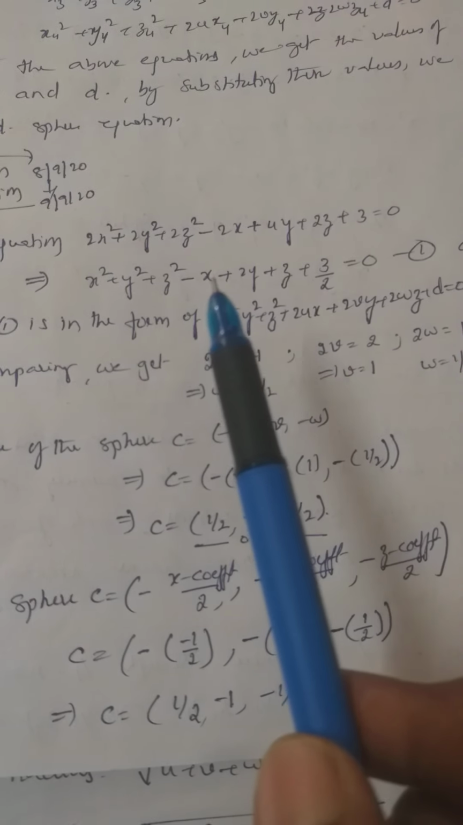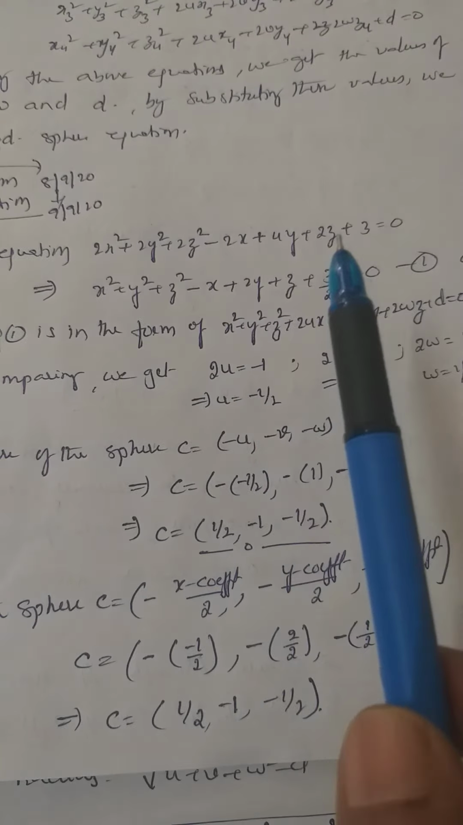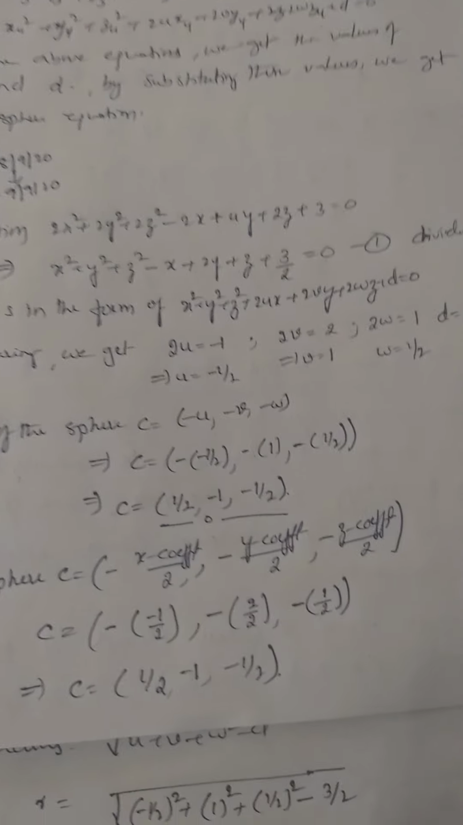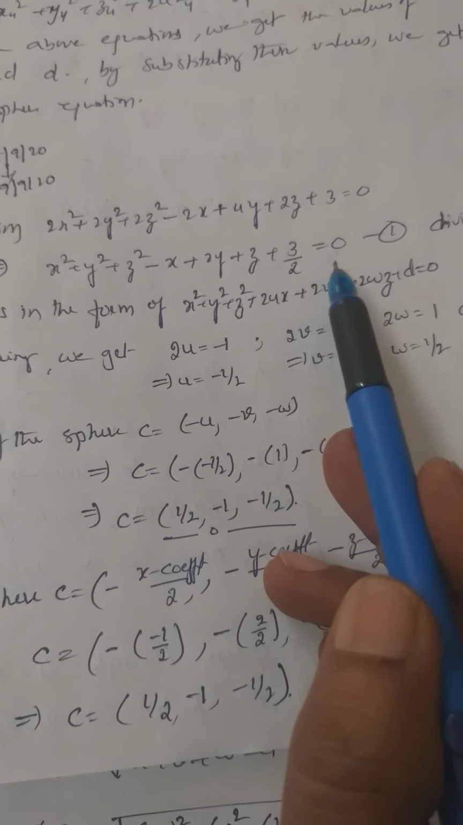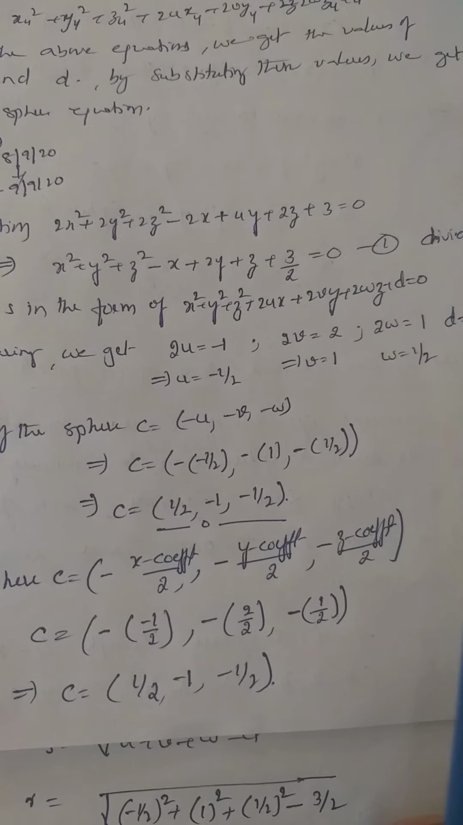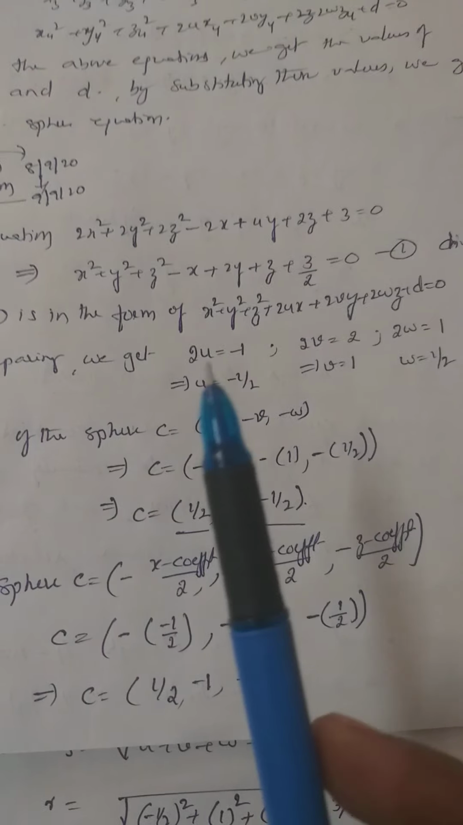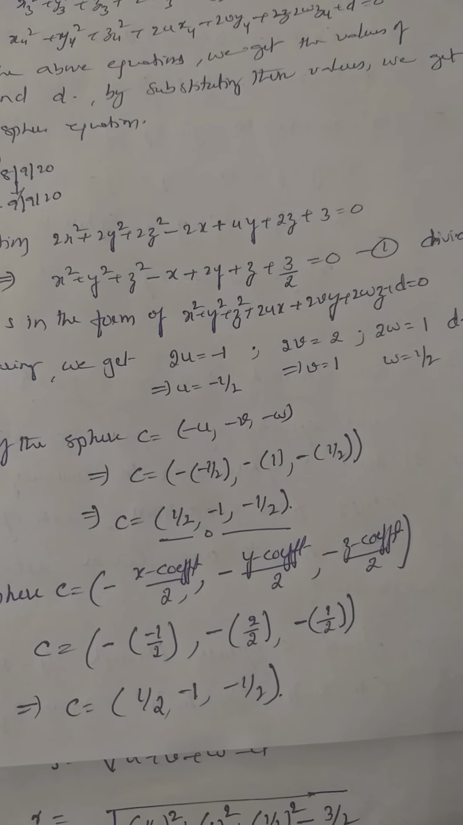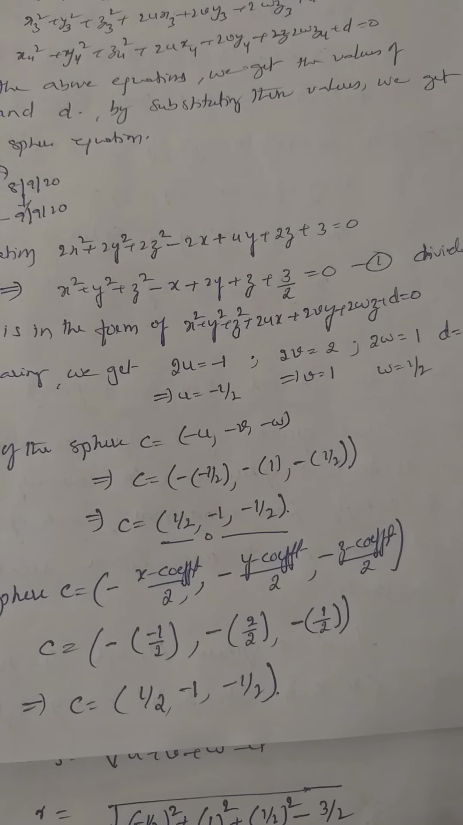Now dividing throughout by 2, this equation becomes x square plus y square plus z square, 2 by 2 is minus x, plus 4 by 2 is 2y, plus 2z by 2 is z, plus 3 by 2. Remember, you will get constant 3 by 2. Now call that equation number 1, which is in the form of x square plus y square plus z square plus 2ux plus 2vy plus 2wz plus d is equal to 0.